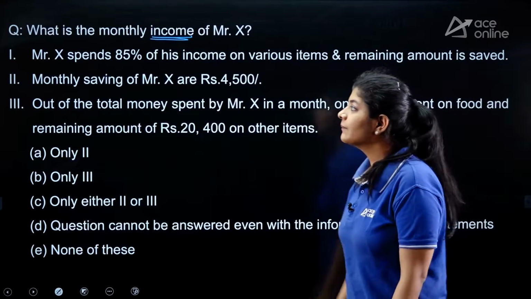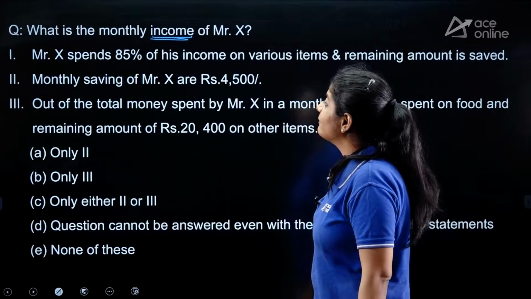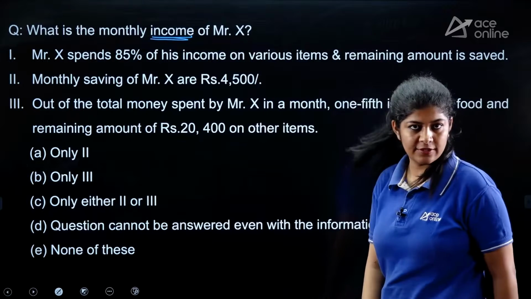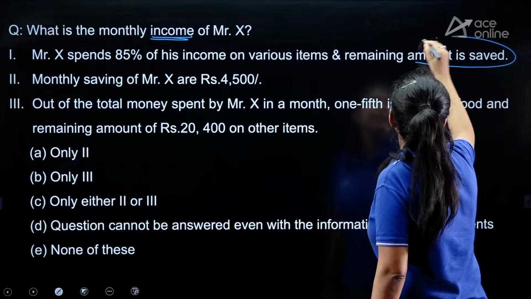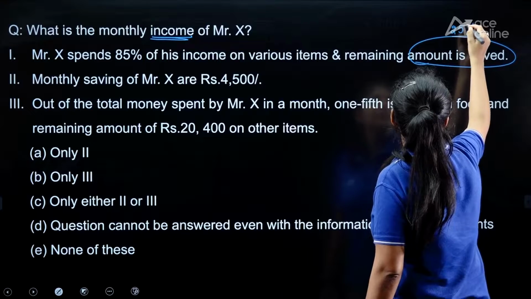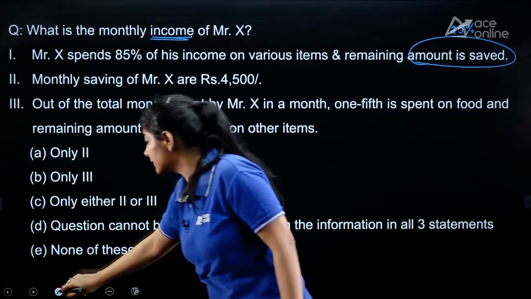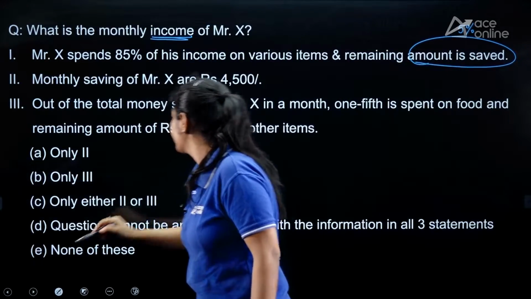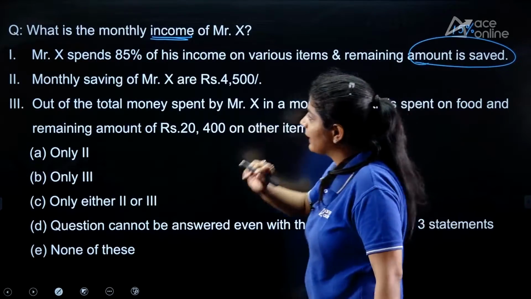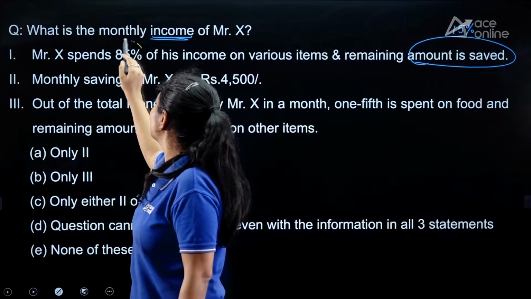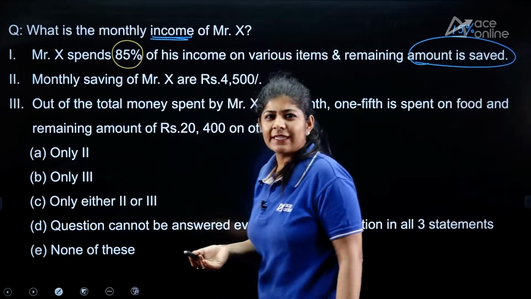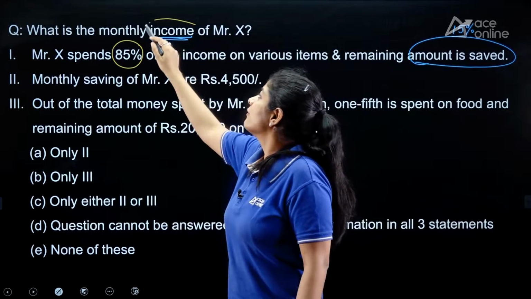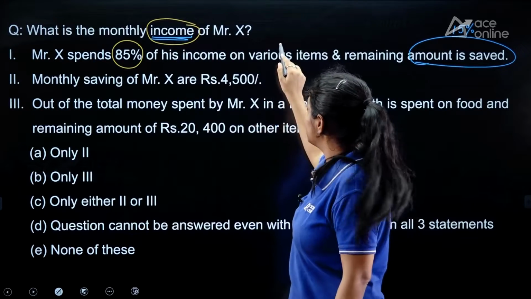First, let's start discussing. Mr. X spends 85% of his income on various items and the remaining amount is saved. Okay, that means from this we can say that he is saving 25%. No, not 25, it's 15%. How much percent is he saving? He is saving 15%, right? And he is spending 85%. That means we have a bifurcation of expenditure and savings. But what do we want? We want income. Are we able to find it with the help of this one?